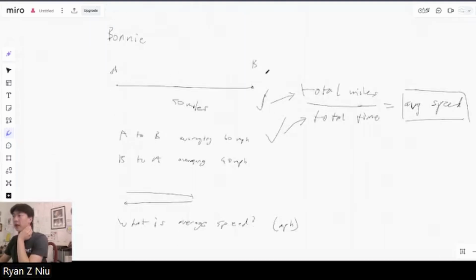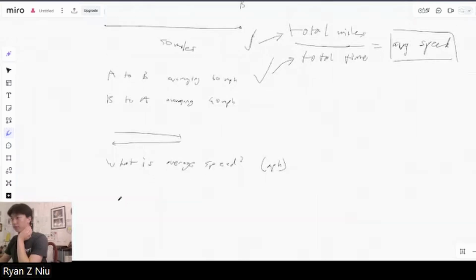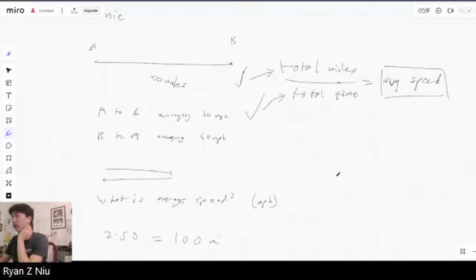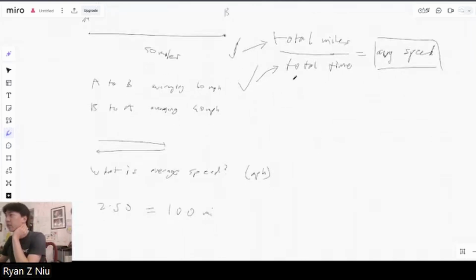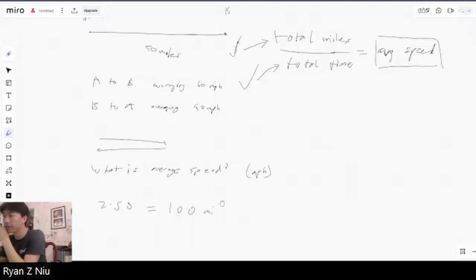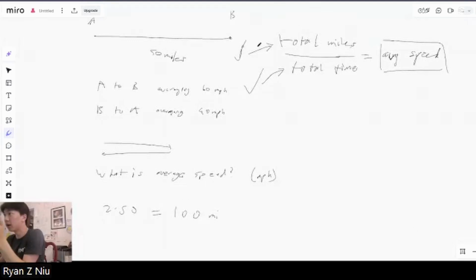So total miles is pretty straightforward, right? Bonnie goes from A to B, B to A, it's 50 miles each way. So 2 times 50 gives us 100 miles, and we're already, quote unquote, halfway there, because the time takes a little longer to solve for, but we'll explain that in a second. So the total miles, we got it. It's 100 miles. We're done with that. Now we need the total time.